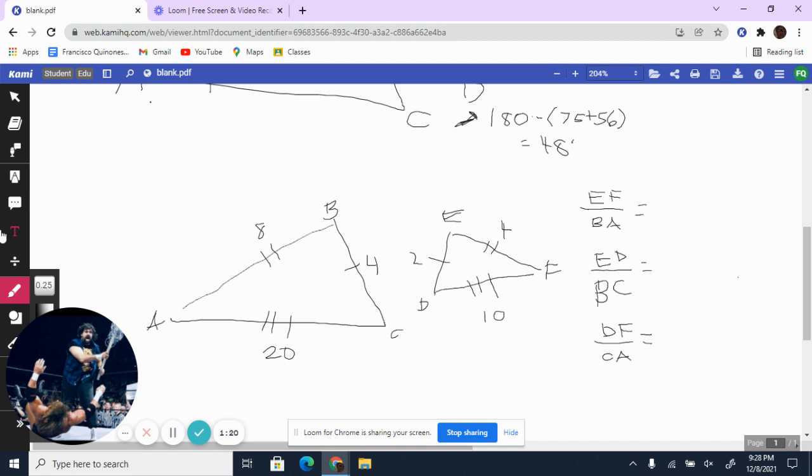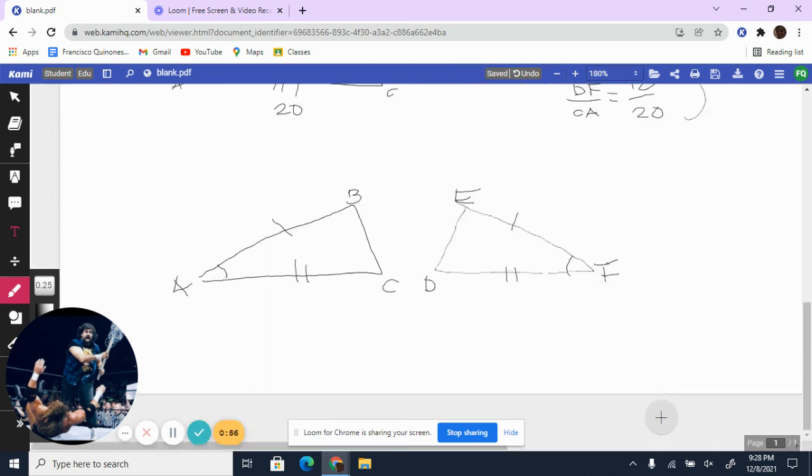So EF over BA equals 2 over 4. ED over BC equals 4 over 8. DF over CA equals 10 over 20. Each ratio is 0.5. The lengths of the sides were reduced by a factor of 0.5.